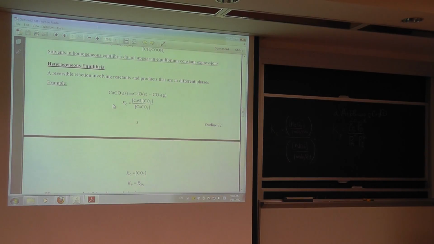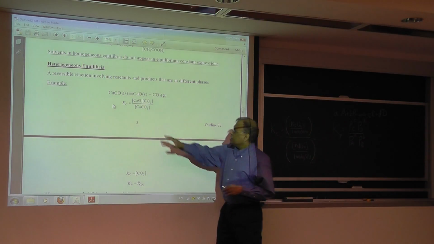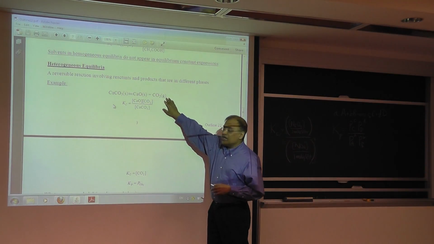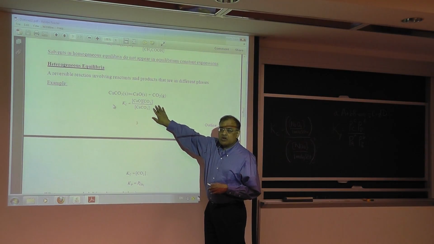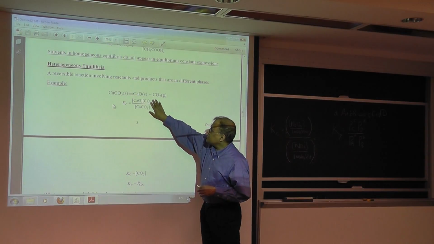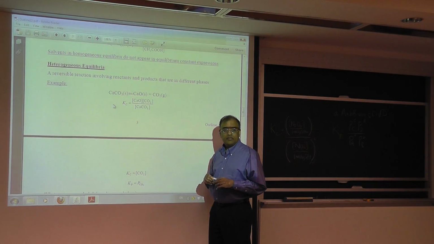Okay, let's look at a heterogeneous equilibrium example. Let's look at calcium carbonate going to calcium oxide and carbon dioxide gas. We write out the equilibrium constant expression, the concentration of the products divided by the concentration of the reactants.